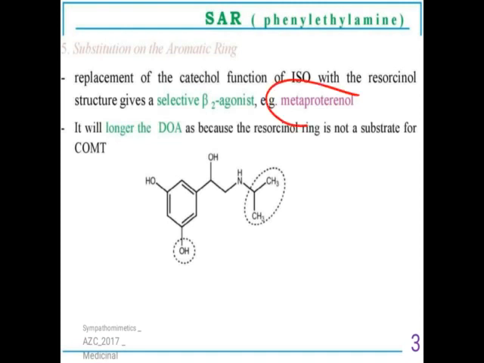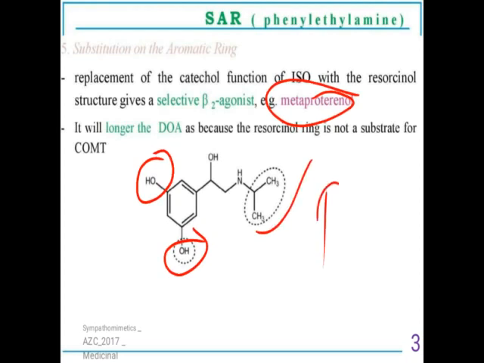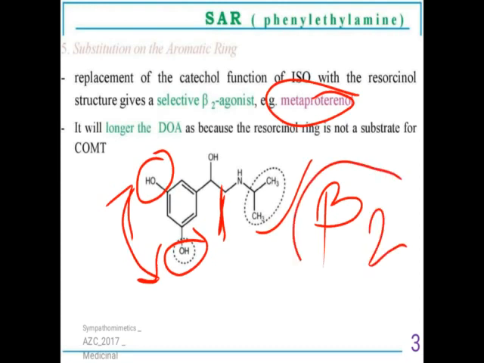Now in case of metaproterenol, you can observe the 3 dash and 5 dash positions. These are the two hydroxy groups, as well as here the higher alkyl group. So it becomes... if there is a substitution anywhere on the beta receptor side, it is not an alpha agonist, but since the 3 dash and 5 dash two hydroxy groups are there, it becomes a more selective agonist against the beta 2 receptor.